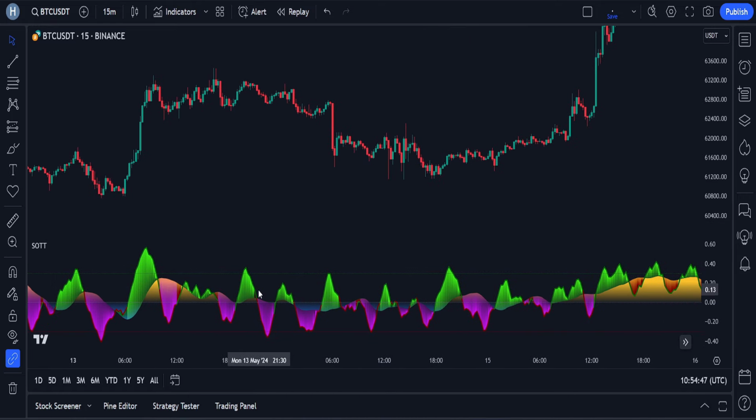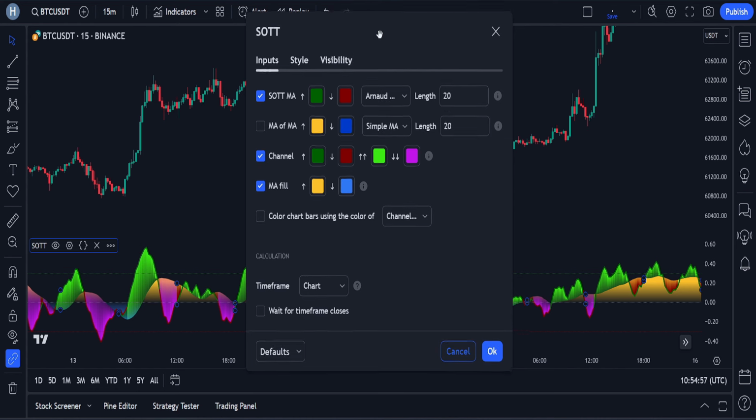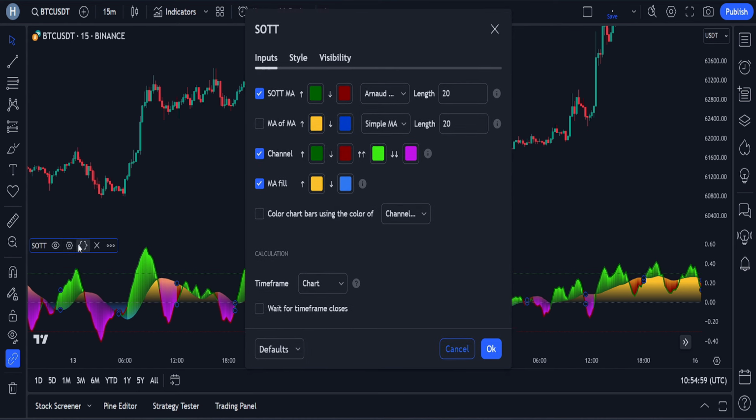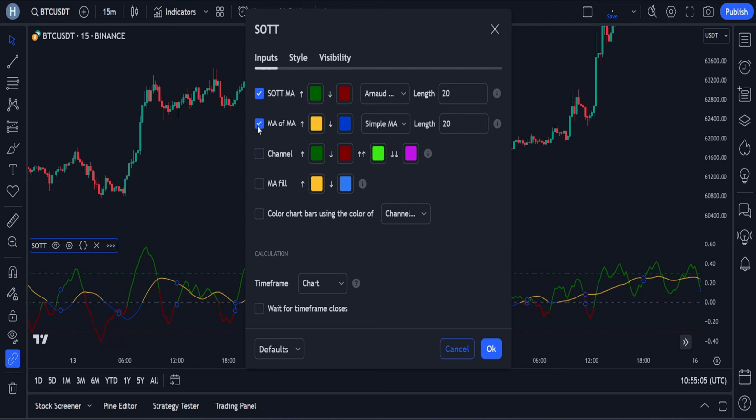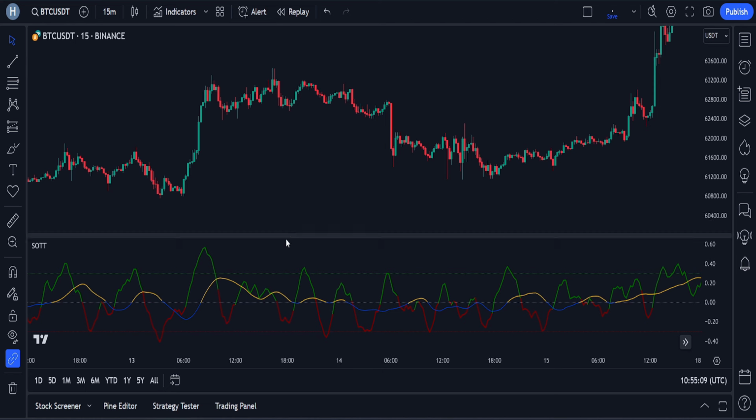At first, it may seem a little confusing because there are different components and colors, but don't worry. I will explain all of them now and teach you how to effectively use this indicator to find the best trading opportunities in the market. First of all, I'll go to the settings of this indicator, remove the background colors, and add MA of MA. Now I can better show you the two components of this indicator, and then after this, I will explain the background colors later.